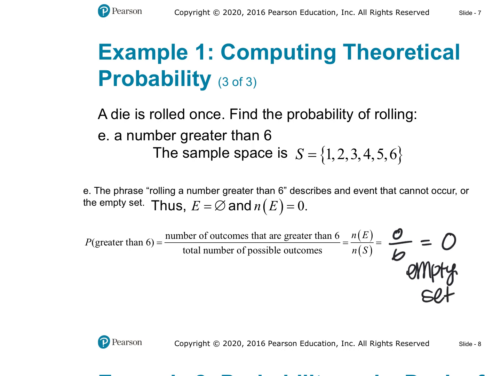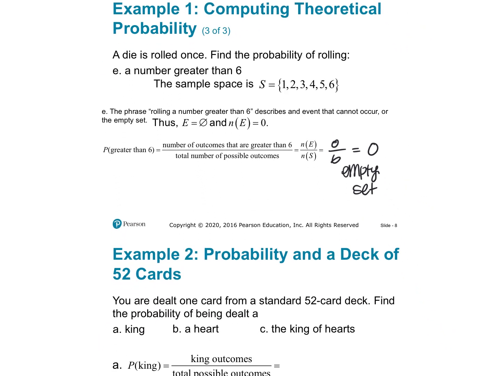That's because none of the numbers on a regular die are greater than 6. If it said greater than or equal to 6, then we would have that one possibility. But since it didn't specify that, it is 0, that empty set.